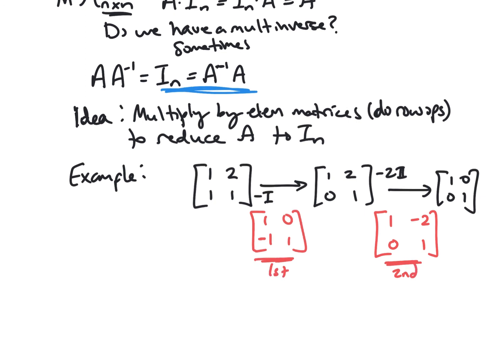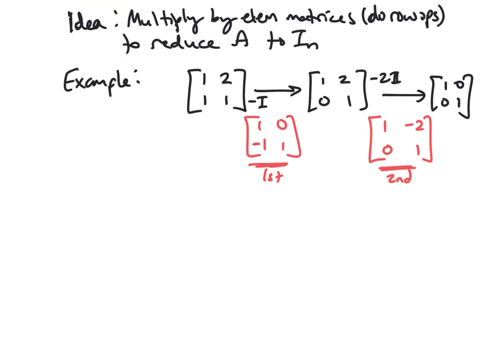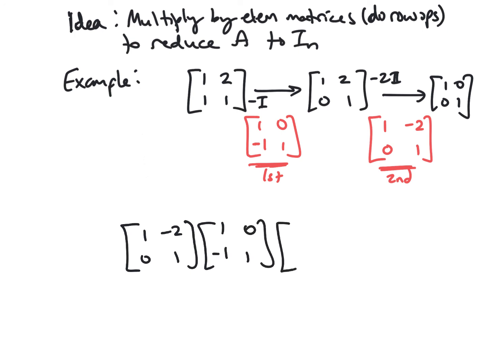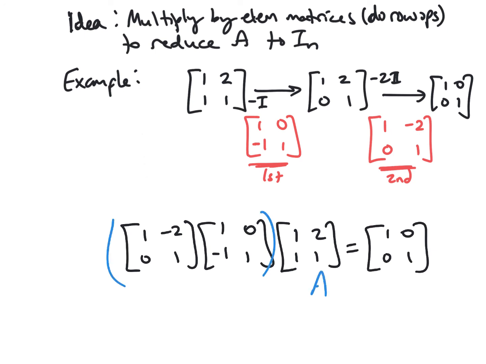And so if I'm thinking about multiplication, this means that if I have 1, negative 2, 0, 1, times 1, 0, negative 1, 1, times the thing I started with, this is going to be the identity, because I performed exactly these 2 row operations, and that should give me 1, 0, 0, 1. So then what's my inverse? If this is A, this is my A inverse.